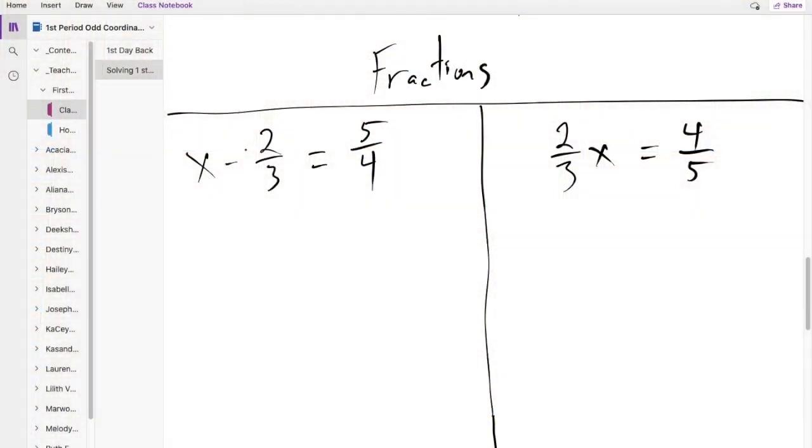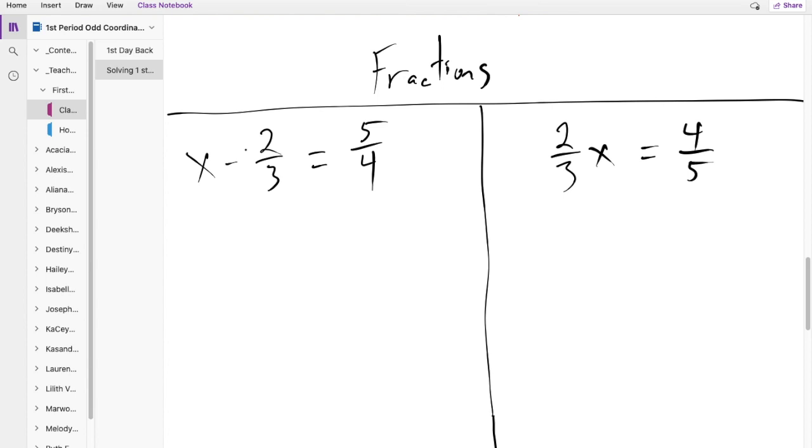In this video, we are going to be talking about working with fractions when solving linear equations. All right, so we are going to be working with fractions, bringing back some of that past knowledge on adding, subtracting, multiplying, and dividing fractions. So we have some examples.